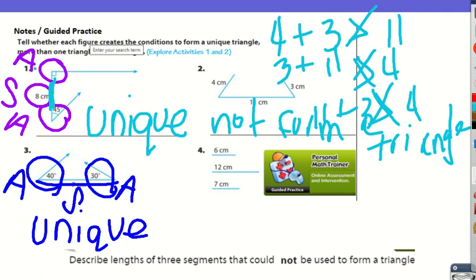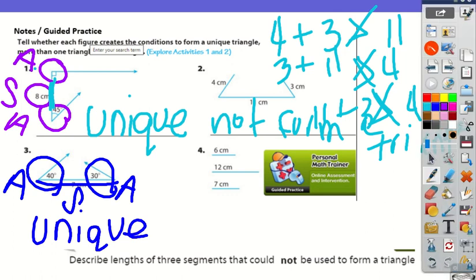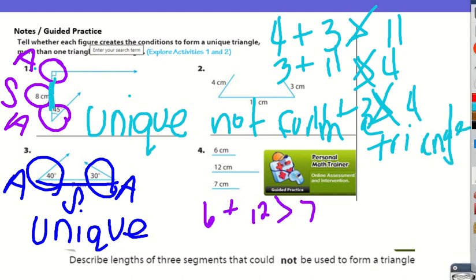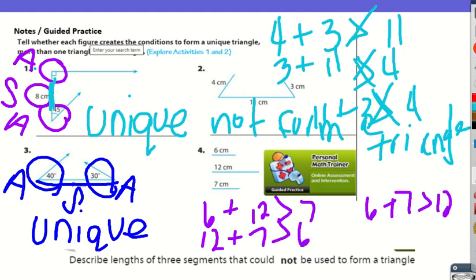Okay. And then the last one. I want to pick a different color though, just so all my teal doesn't roll together. Let's go purple. Let's go 6 plus 12. That's 18. That is greater than 7. Let's check them all. So then 12 plus 7 is greater than 6. Let's go 6 plus 7 is greater than 12. Those are all true statements. So this is a unique triangle.